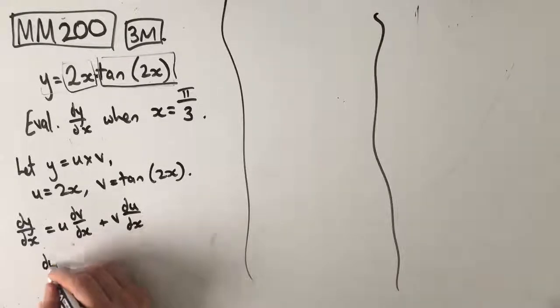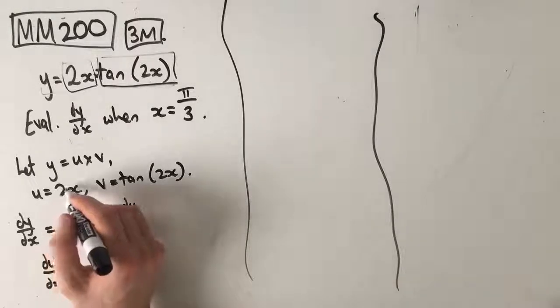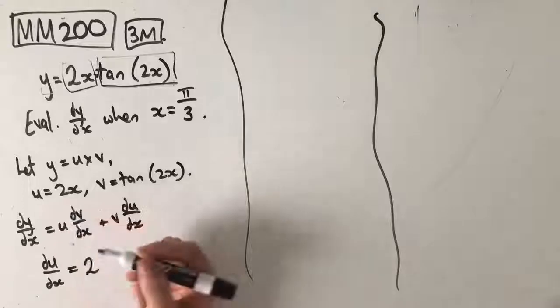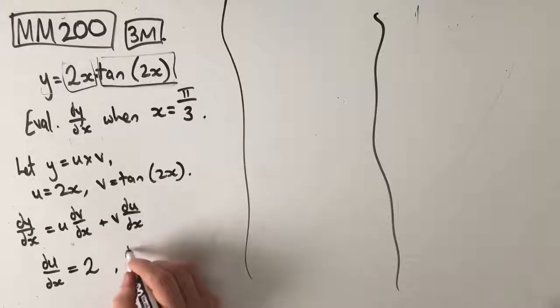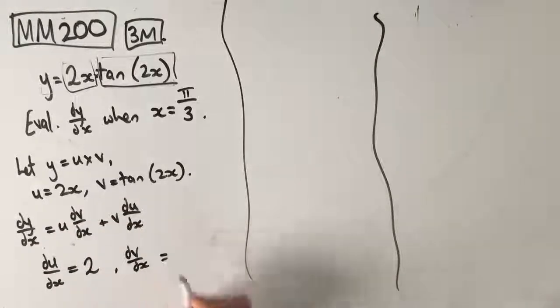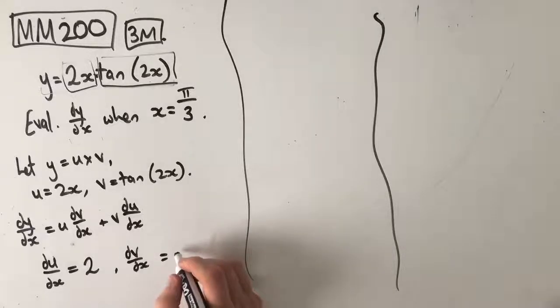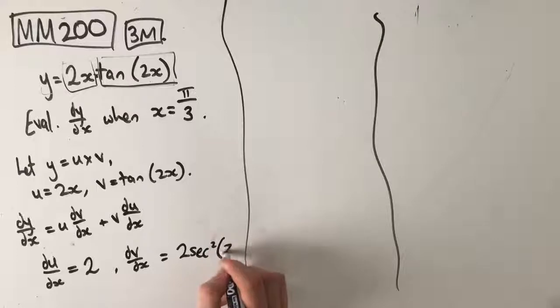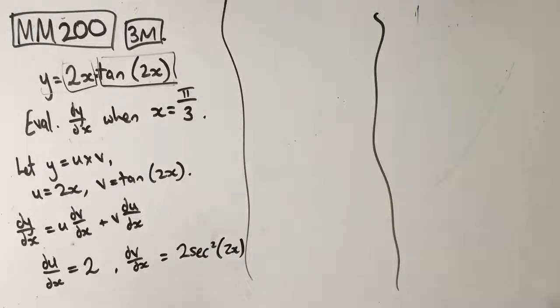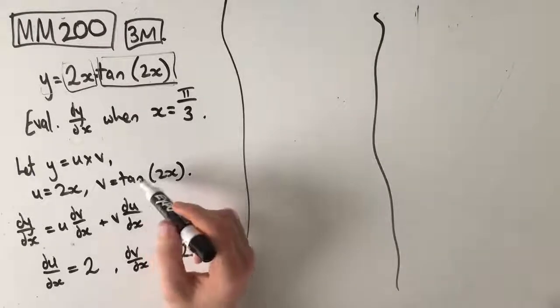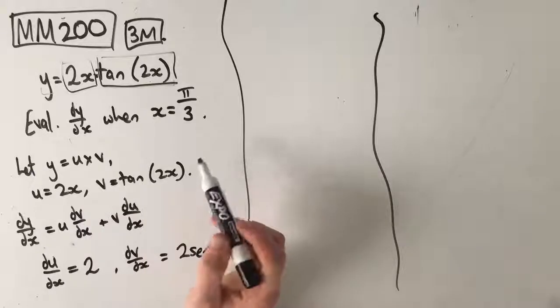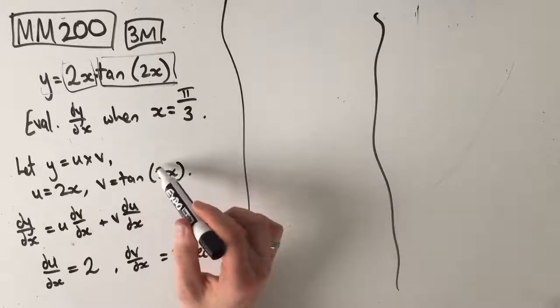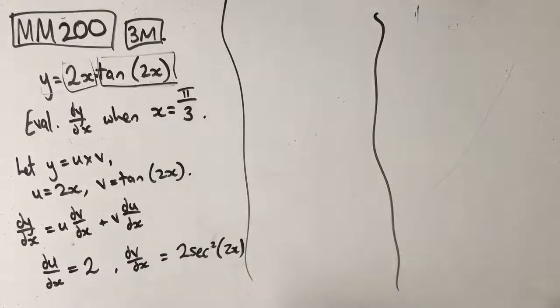We're actually going to have to figure out du/dx and dv/dx first. So du/dx is just 2. Differentiated version of 2x is just 2. And then dv/dx is equal to 2 sec squared of 2x. Keep in mind that the derivative of tan is sec squared, and the 2 comes out the front of the sec squared as well.